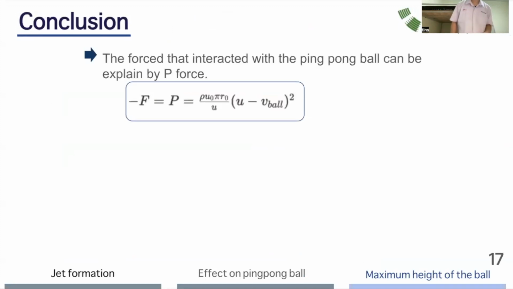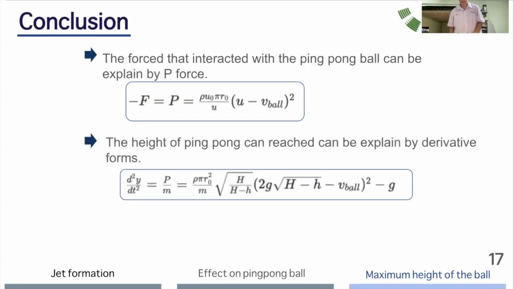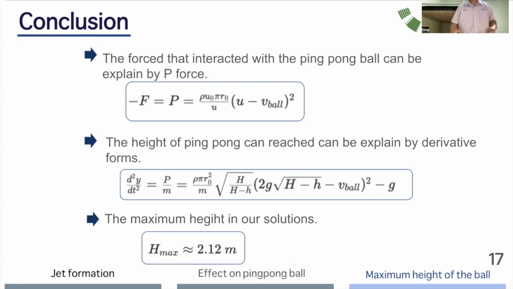In conclusion, the force that interacts between the ping-pong ball and the water can be explained with this force function, and by reformatting these equations, we can get the height function in height terms. And finally, we can answer our problem with 2.12 meters. Hopefully you enjoy my presentation.